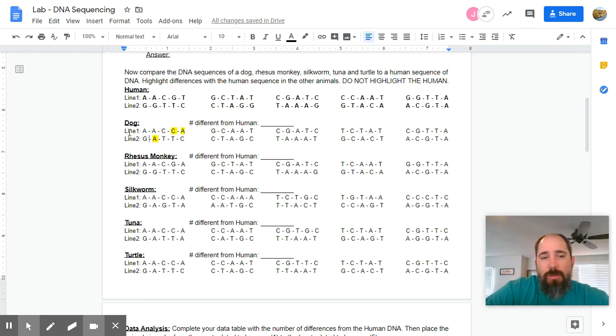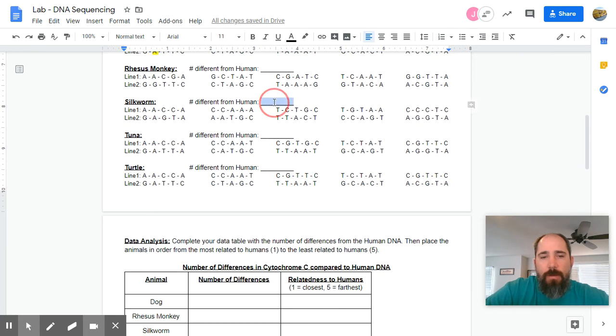After you complete the dog, count up how many letters you highlighted and record it here in the number different from human. Then do the same thing for the monkey, the silkworm, the tuna, and the turtle. Compare the monkey to the human, highlight the differences, count them up and record them. Highlight the number of differences in line number 2 to the line number 2, count them up, and highlight them.